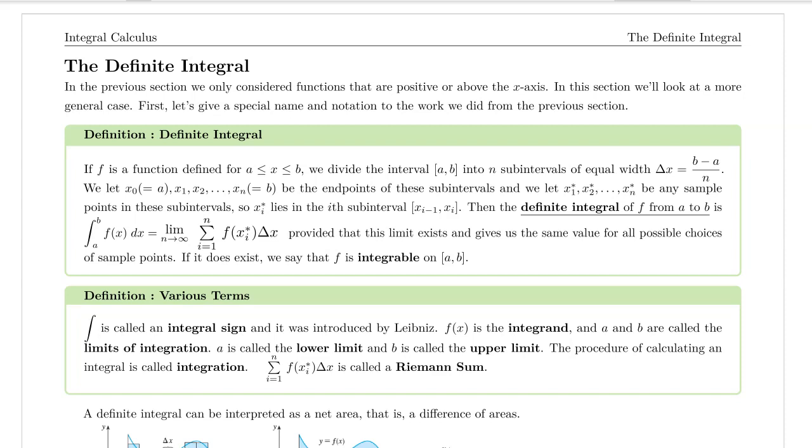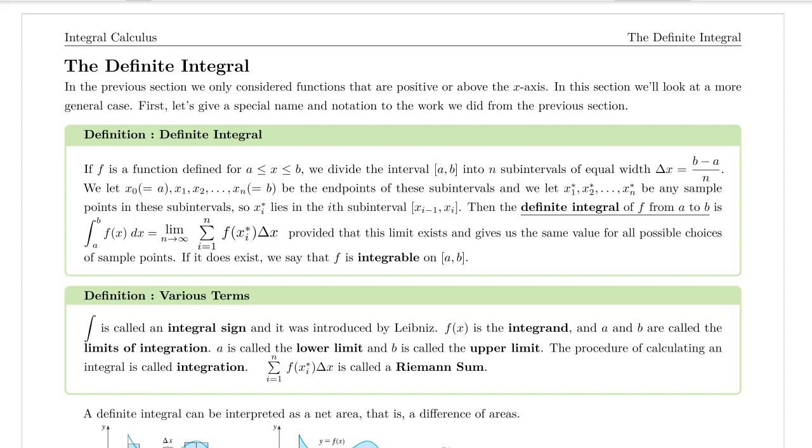If f is a function defined for x being greater than or equal to a and less than or equal to b, we divide the closed interval from a to b into n subintervals of equal width delta x, which is equal to (b minus a) over n. We let x sub 0, which is the same thing as a, x sub 1, x sub 2, all the way to x sub n, which is also equal to b, be the endpoints of these subintervals, and we let x sub 1 star, x sub 2 star, all the way to x sub n star, be any sample points in these subintervals. So x sub i star lies in the ith subinterval, which has endpoints x sub i minus 1 and x sub i.